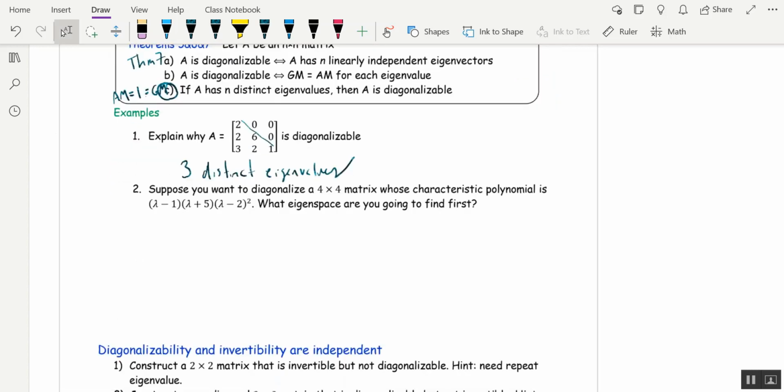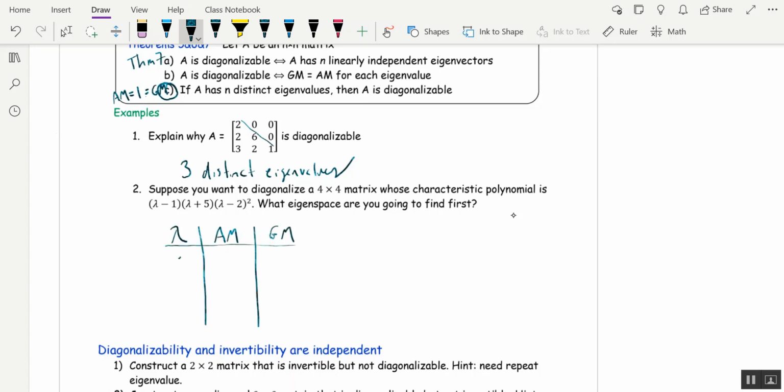All right, here's a slightly more complex one. Suppose you want to diagonalize a 4 by 4 and you're given the characteristic polynomial. What eigenspace are you going to find first? Remember, the characteristic polynomial is the characteristic equation without the equals 0. But if we imagine that equals 0, we can read the eigenvalues right off of that polynomial. So let me make a little chart here. We've got lambda, the AM, and the GM.